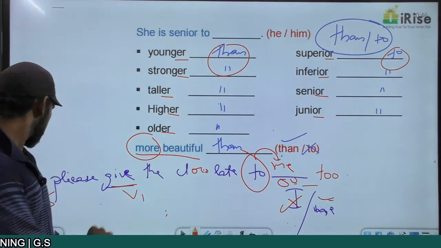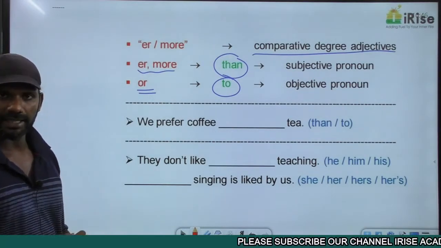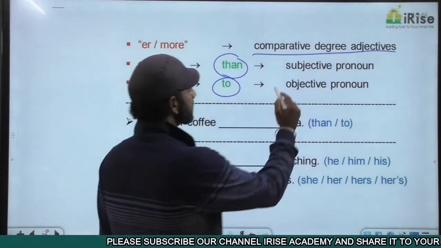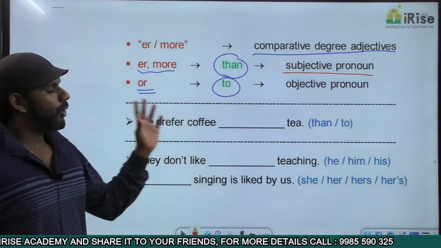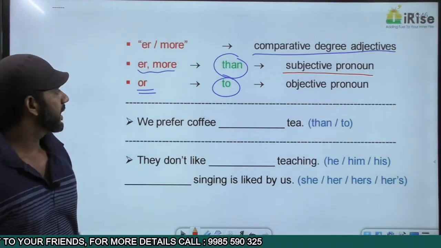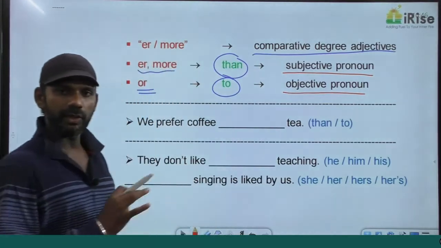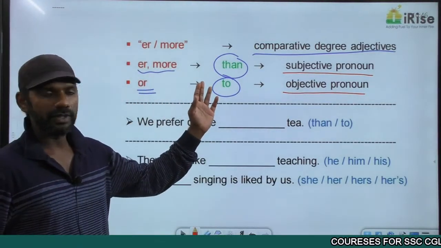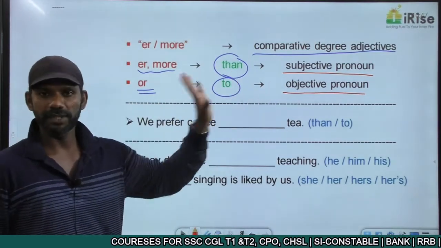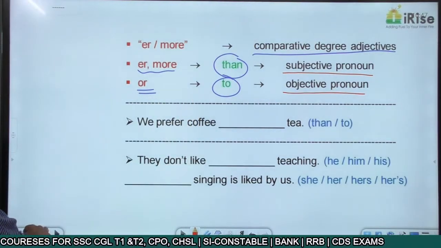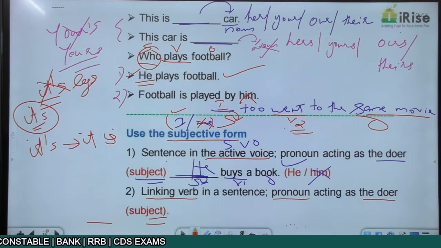to. Clear? Now as I said, if it is an ER word or more word, it must be than. And if it is than, the pronoun must be in the subjective form. OR words will be followed by to. And if it is to, the pronoun must be in the objective form. So the rule is ER words and more words, than, subjective pronoun; OR words, to, objective pronoun. Clear?